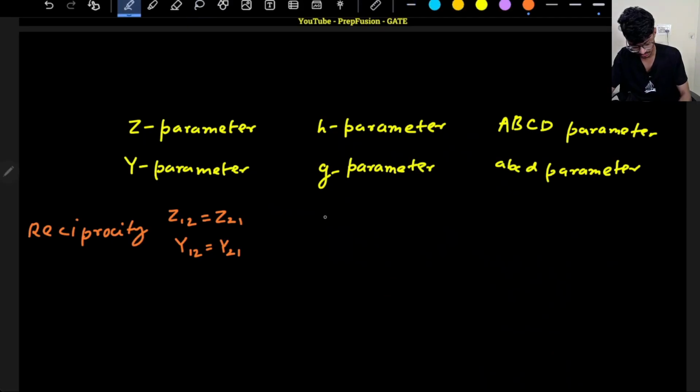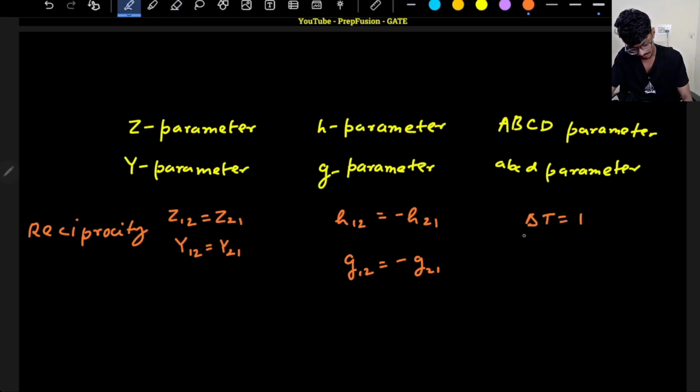Here the condition for reciprocity is, if you remember, it was H12, almost similar to Z and Y, but a negative sign was there. G12 equals minus G21. Here it will be completely different. That is the symmetry condition for each parameter. So it will be delta of capital T equals 1.